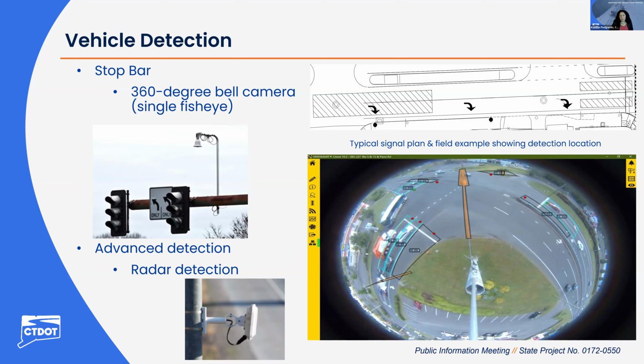At the moment, this is our standard, these 360-degree cameras. This is not a surveillance camera. This is not recording anybody. It's not a red light running camera. This is what it looks like. And it's just identifying where the traffic is and how much there is and how it's moving.